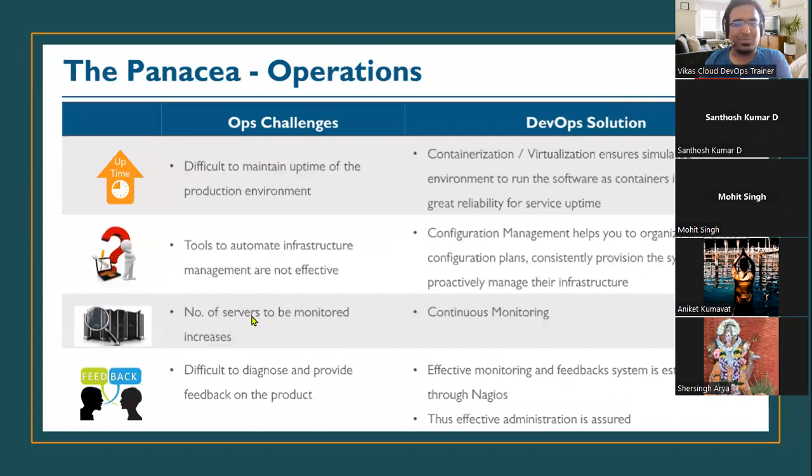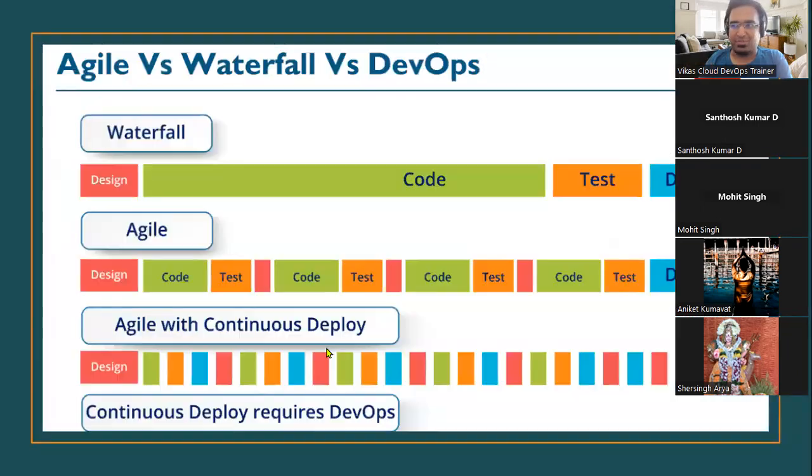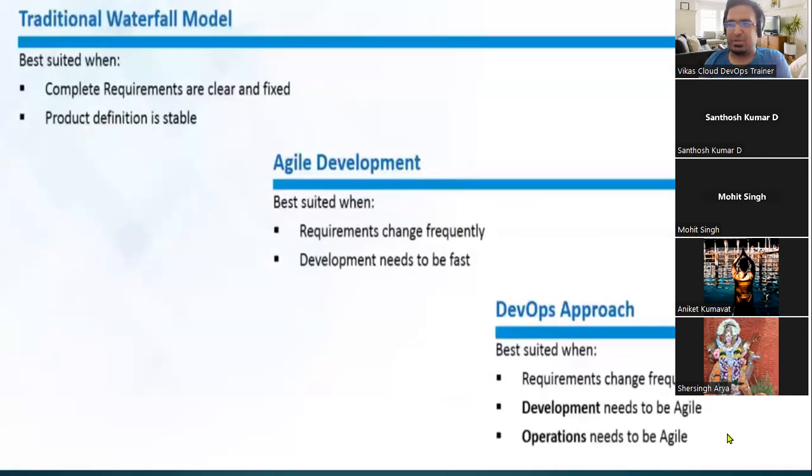I will tell you the problems, and you will say yes, this problem is in my company, and the solution is really required with the help of a DevOps tool. DevOps benefits: technical benefit, cultural benefit, and business benefit, I will explain in the next class. Waterfall model, agile, continuous deployment, and the continuous DevOps process, I will explain in the next class. I will explain this flow.